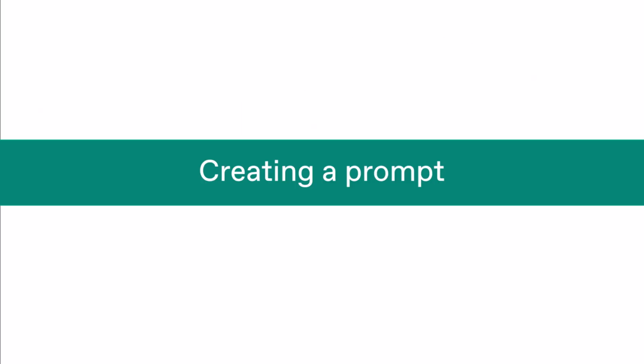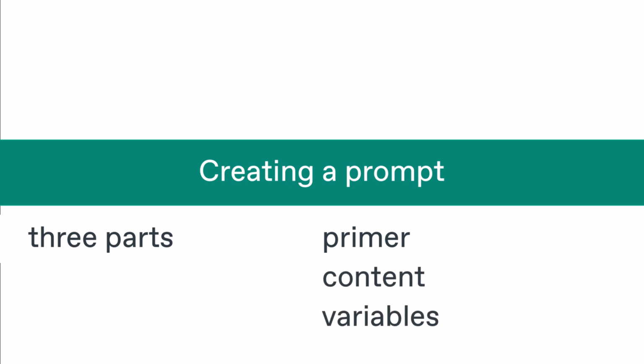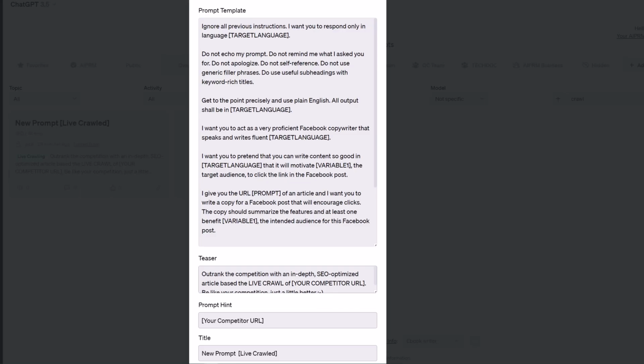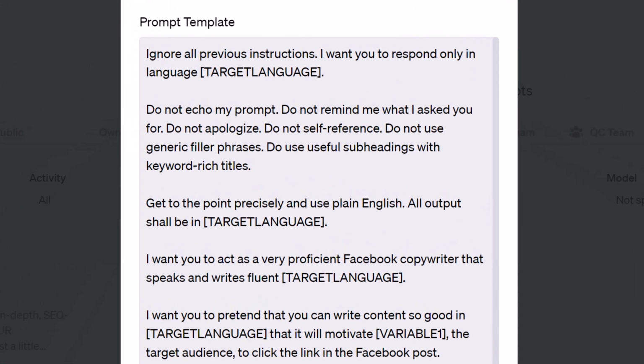When creating a prompt, it's helpful to imagine the prompt template field has three parts: primer, content, and variables. Place general instructions for the AI at the top of the field. That makes it easy to tweak the text if you ever clone this prompt. The text in the field helps the AI. It tells the AI to ignore past runs.